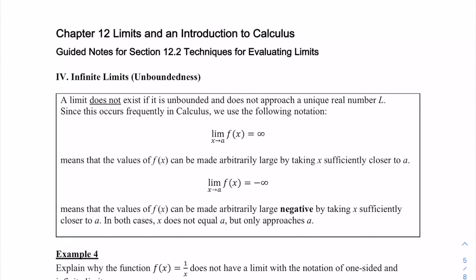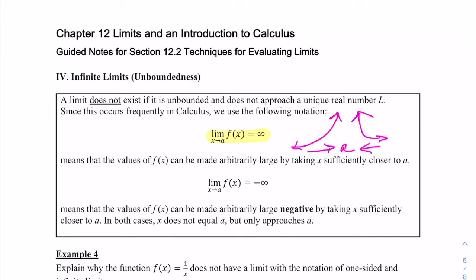Another time that we know that limits do not exist is when the y value is unbounded, meaning that it keeps going higher to infinity and lower to negative infinity. Again, since that happens so frequently, we can show that with notation of infinite limits. So as x approaches a, the function increases to positive infinity. As x approaches a, then we could say the limit is going to be infinity.